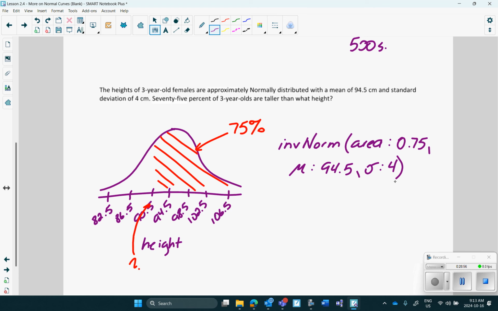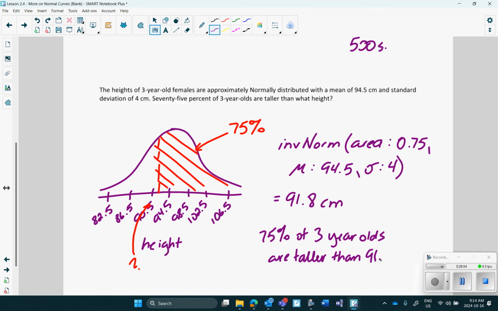So when you enter those values, you're going to get 91.8. So 91.8 is, well, somewhere around here. Yes, you're estimating for the diagram. Okay. So make sure you answer in context. 91.8 centimeters. Actually, I'll probably rephrase it. 75% of 3-year-olds are taller than 91.8 centimeters. And that's my final answer.